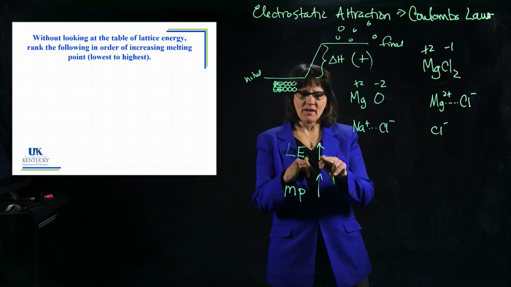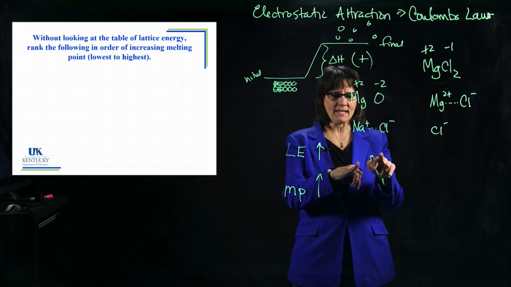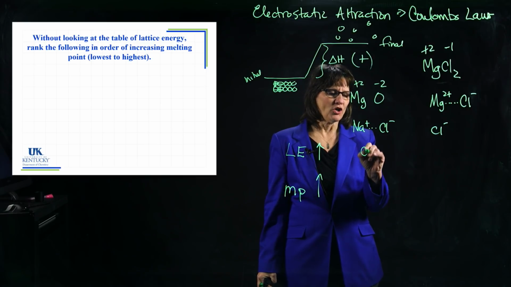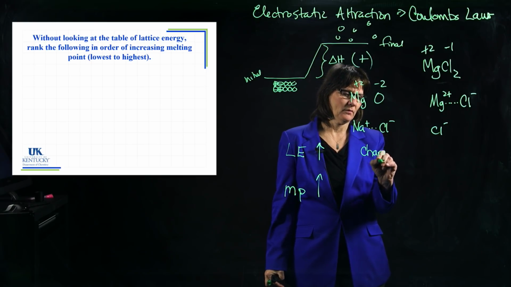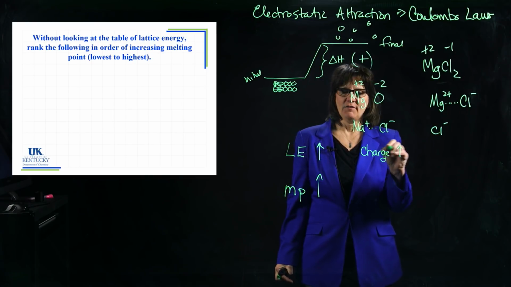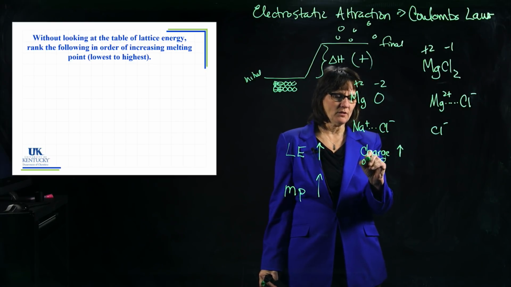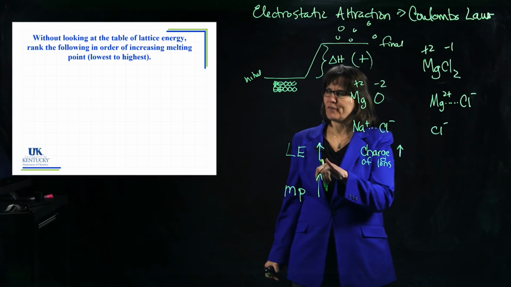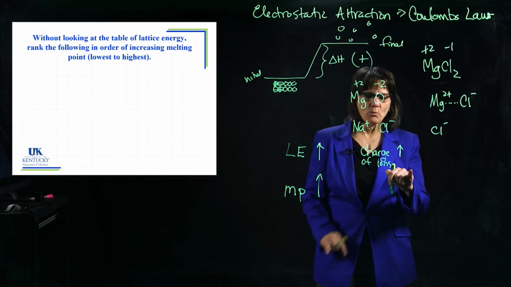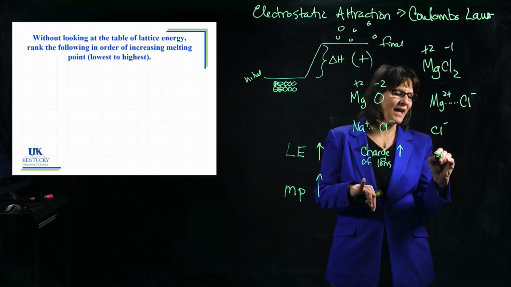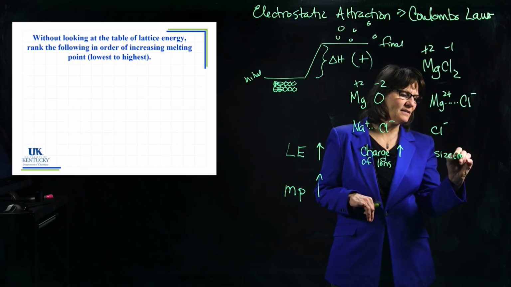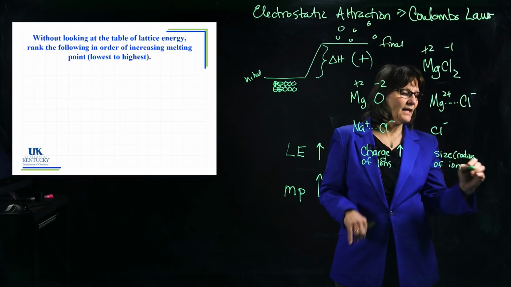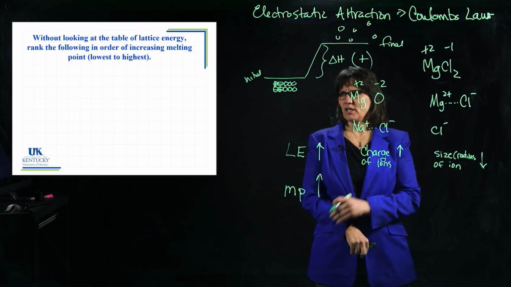We also have these connections. How do we know that lattice energy goes up? Lattice energy goes up when the charge goes up. The charge of the ions, let's put it at that, ions. As the charge of the ions increases, we know that the lattice energy increases. And we also know that as the size, and that's radius, of the ion decreases, the lattice energy increases.